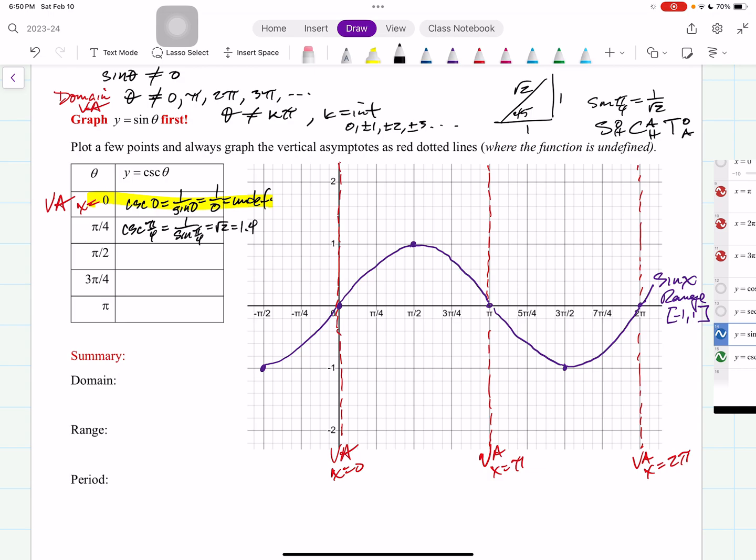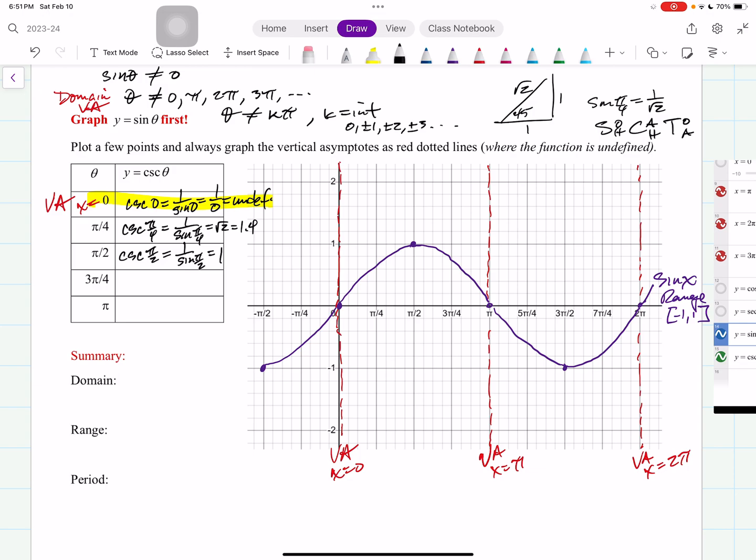So notice it's out of the range. It's above this sine graph. Okay, that's why the cosecant function, the reciprocal function, is above and below the sine curve, as you're going to find out. All right, next, you get cosecant of pi halves. That's 1 over sine pi halves. Well, what's that? Well, that's 1 over 1, right?